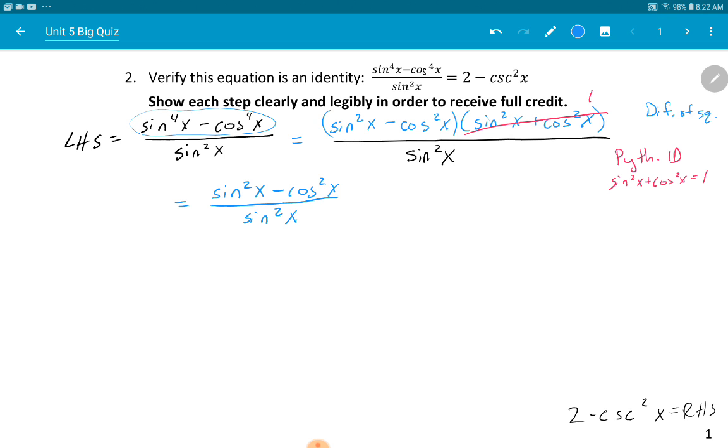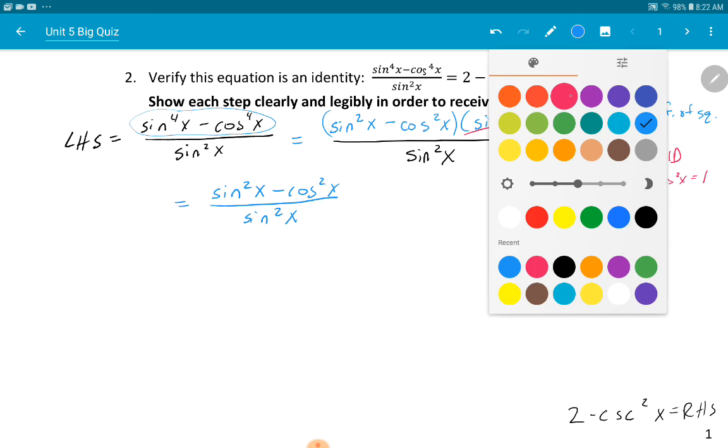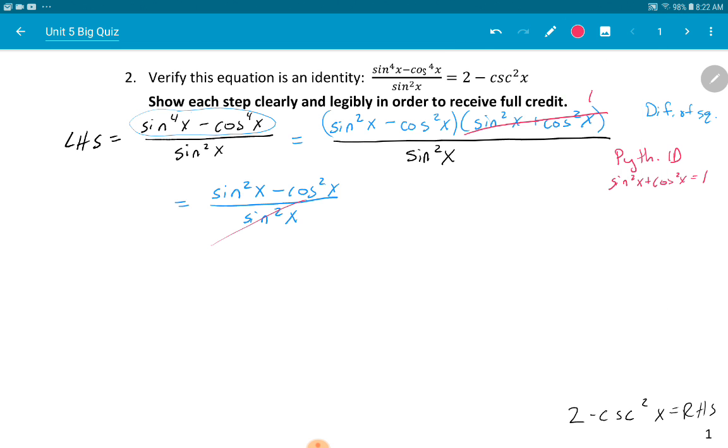Again, I saw some people get to this step and then still wanting to cancel sine squared and sine squared. Again, you can't do that for the same reason as before. Sine squared in the numerator is not a factor, it's an add-in. So since it's not being multiplied, it can't be canceled with division. So that's another time we cannot do that.